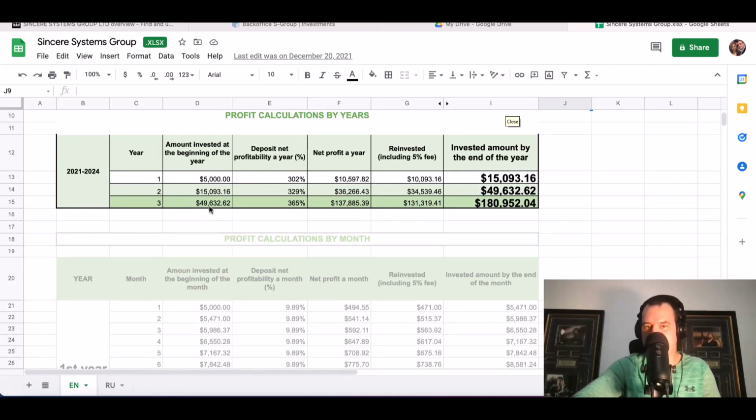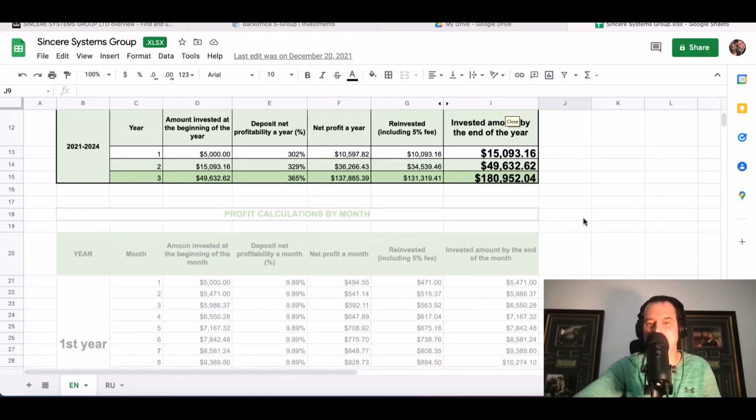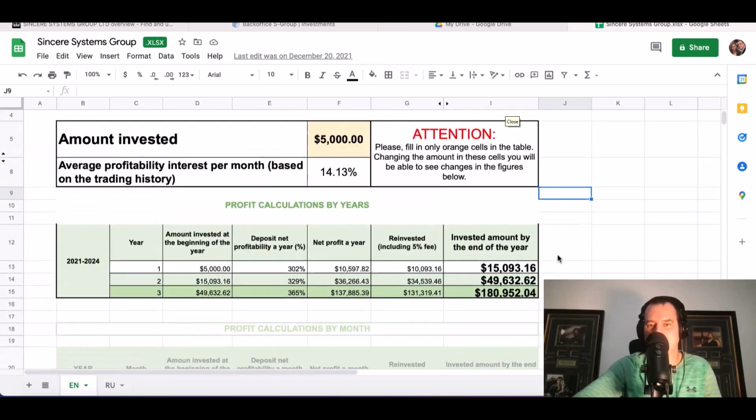So 3 years here, guys, I wouldn't recommend having a goal like this. I'd recommend having a goal of $50,000 if you're starting at $5,000. But if you were to just let the $5,000 rip for 3 years, you could be making about $15,000 a month of passive income, guys, on average at $180,000 investment. Like, that's insane when you think about it. It's nuts there, guys. And once again, that's at 14.13%.